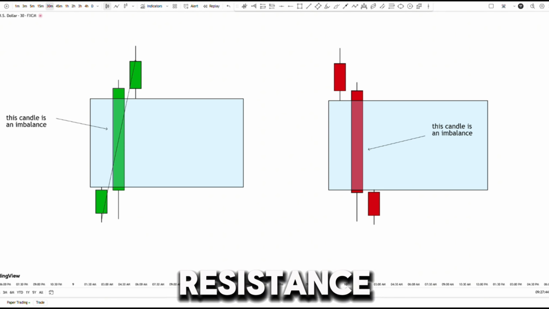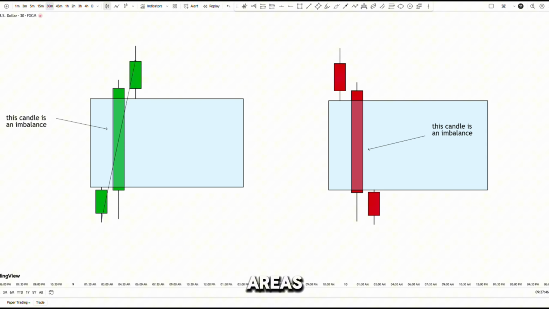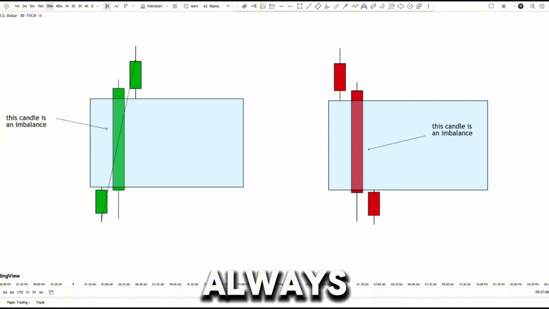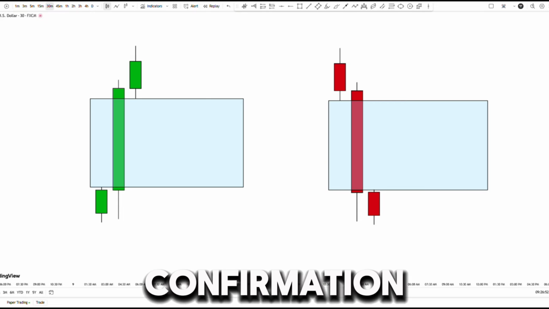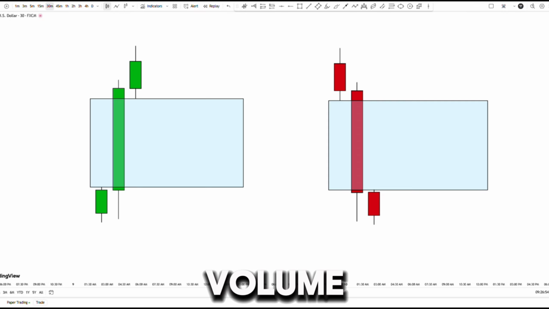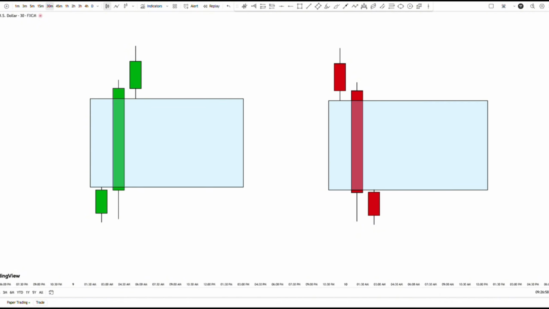Trade them as support and resistance zones. Treat FVGs as areas price respects rather than always filling. Data shows 60% remain unmitigated in a session. Enter on retests with confirmation like rejection candles or volume spikes. For bullish FVGs, buy on support holds.